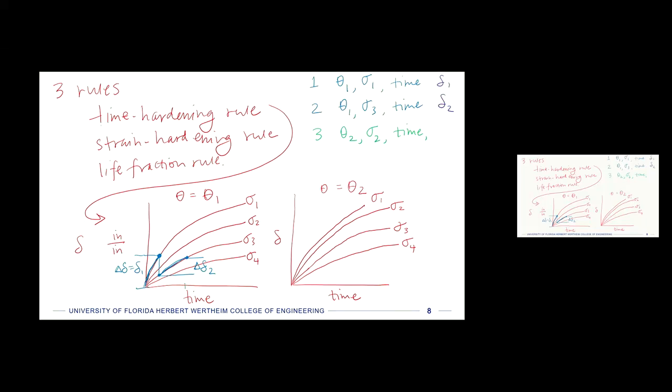So wherever we were in time on the first plot, we want to go to the exact same spot in time on the second plot. That's why this is a time hardening rule, because the time is continuous. Okay. So then we go over to stress 3, and we'd hold that for some period of time, right? And then we would calculate kind of like the delta 3 there, right?